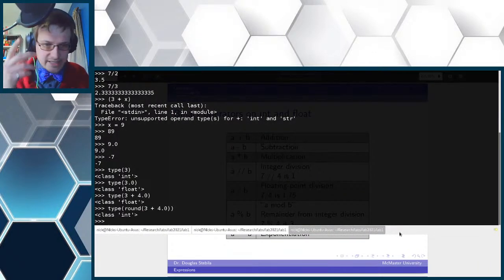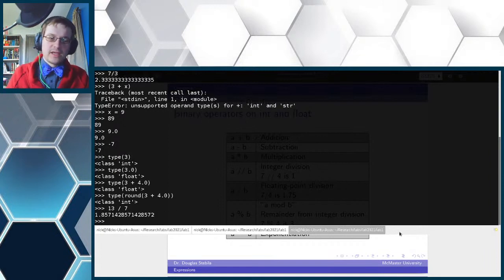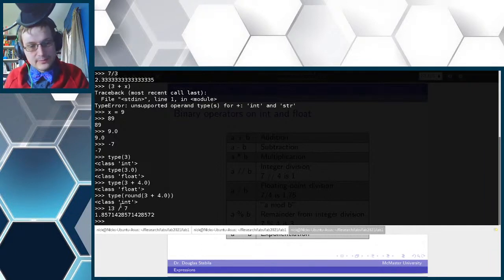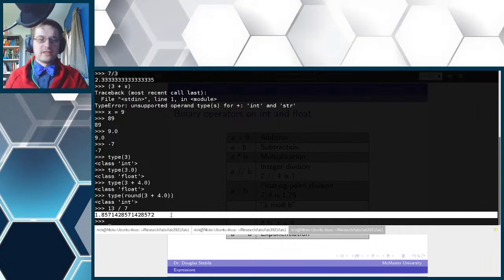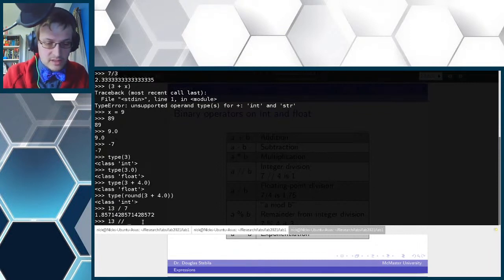So let's say we have two numbers that don't divide evenly. Let's say we have 13 and 7, right? If you use a single slash, it'll calculate out the decimal place, and the result will be a floating point number, even if, as in this case, both of the operands are integers. So two integers that create a float. Bam. This is floating point division. If you wish to perform integer division, you use two slashes.